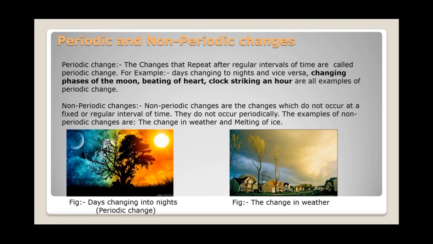These are the periodic changes, and the changes which do not repeat after regular time intervals are called non-periodic changes. For example, volcanic eruption, earthquakes and forest fire are examples of non-periodic changes. So that is our first topic, periodic and non-periodic changes.